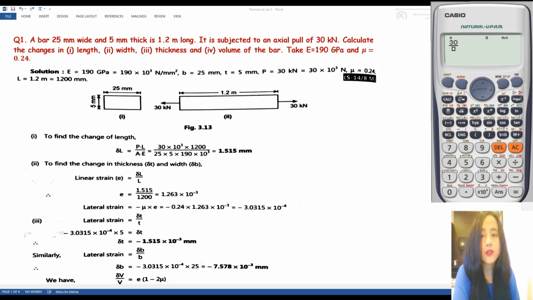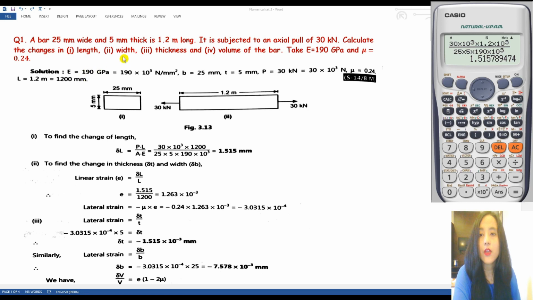P into L, 1.2 into 10 raised to power 3, divided by AE, 25 into 5 into E, which is 190 into 10 raised to power 3. So from here we're getting change in length equal to 1.515. So the change in length is coming 1.515 mm. So we have found the first quantity they have asked us to find, the change in length.